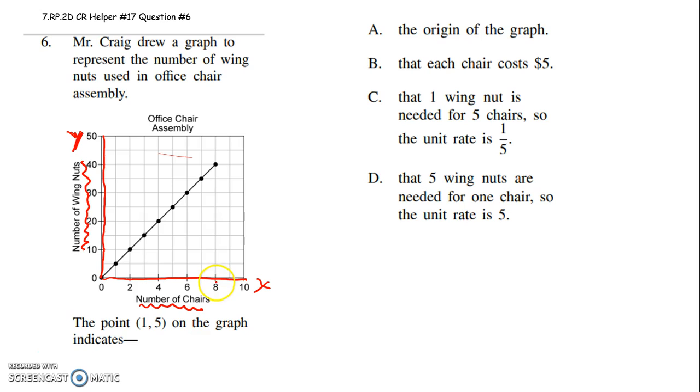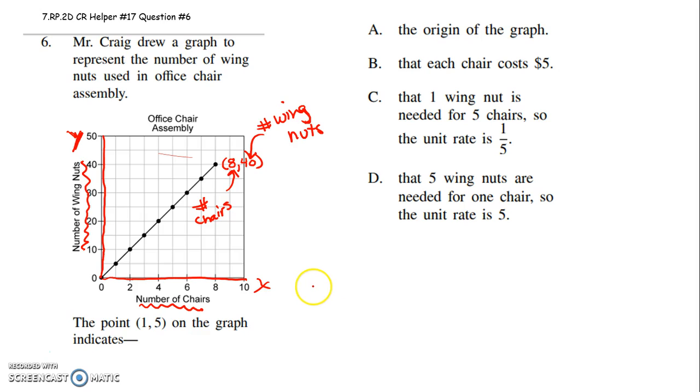So if I just look at a point on the graph like 8, 40, well, the 8 is the x-coordinate, and that represents number of chairs. And the 40 is your number of wing nuts. So that means to make 8 chairs, you need 40 wing nuts.